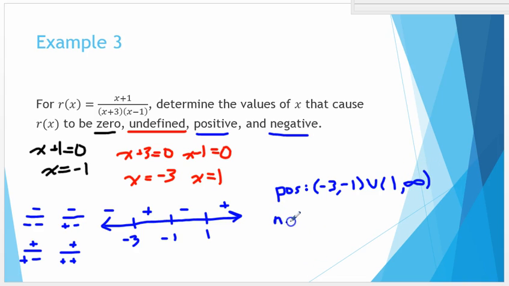For the regions where the graph is negative, we have all the numbers less than -3, so from -infinity to -3, and we have the numbers between -1 and 1.